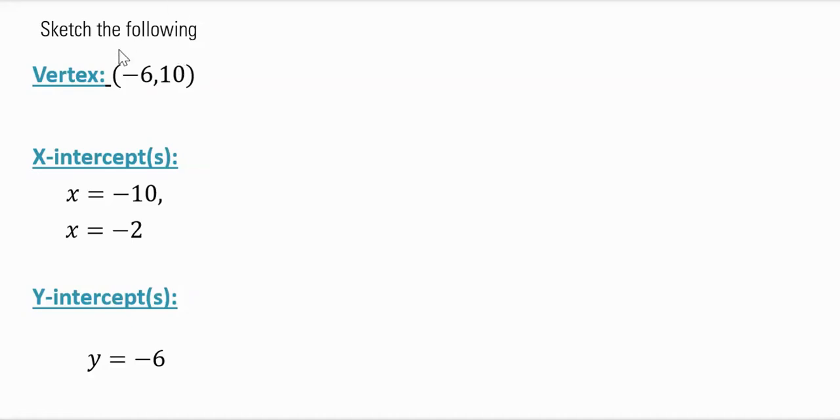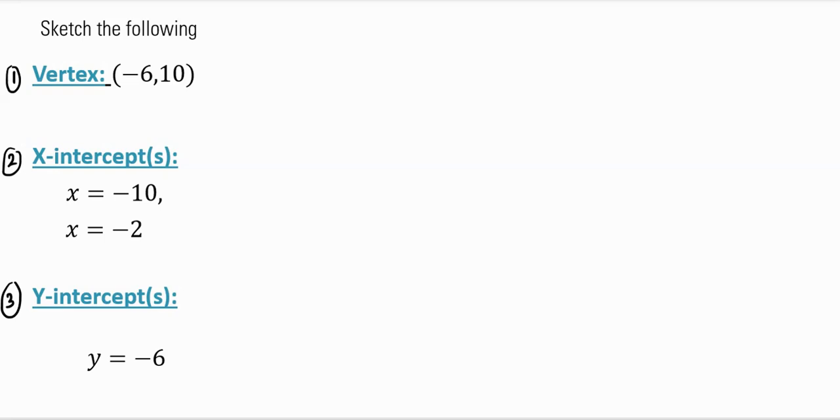In this video, we will see how we sketch a graph when we have the following data: the vertex of the graph, the x-intercepts, and the value of the y-intercept. If this information is available to you, how do we sketch the quadratic function?